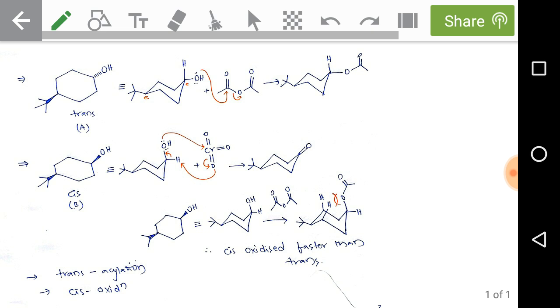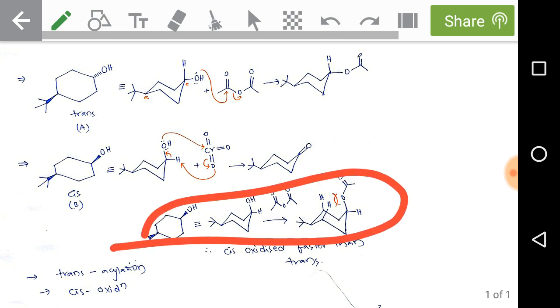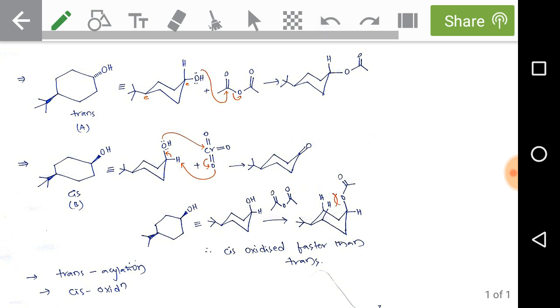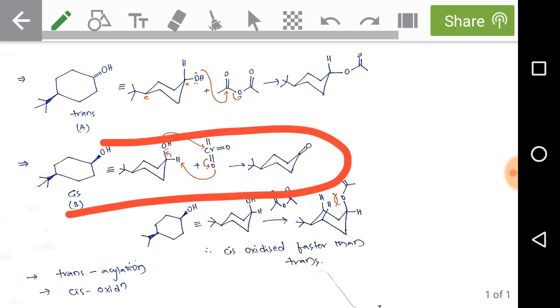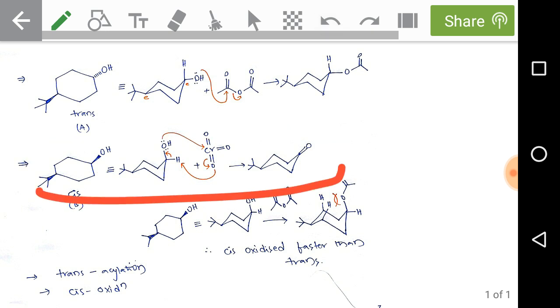If you look at the acylation on this cis compound, what happens? The lone pair of electrons on this axial hydroxy group can attack this acyl group, forming the product with the acyl group. Okay, so steric repulsions are possible in the product. That's why acylation is not favorable on the cis form. Only oxidation is best on the cis form, and acylation is the best one on the trans form of it. Okay, right. Thank you.